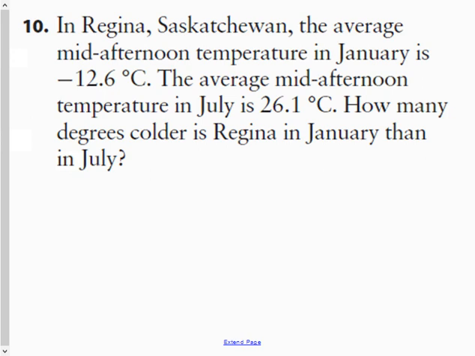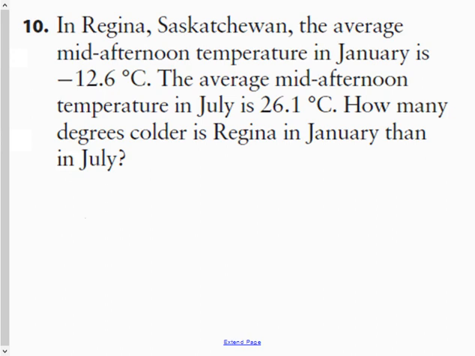Question 10 says, in Regina, Saskatchewan, the average mid-afternoon temperature in January is negative 12.6 degrees Celsius. The average mid-afternoon temperature in July is 26.1. How many degrees colder is Regina in January than July? So for this one, this is one of those useful times where we can use a number line.